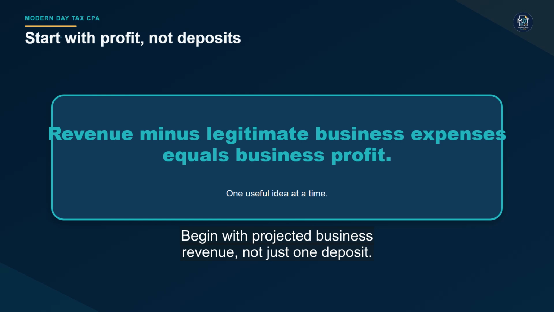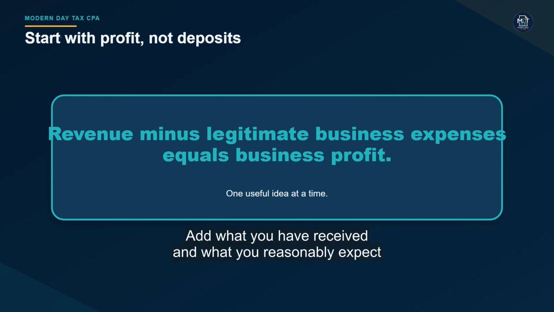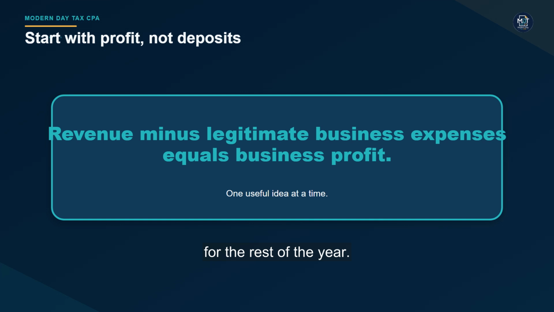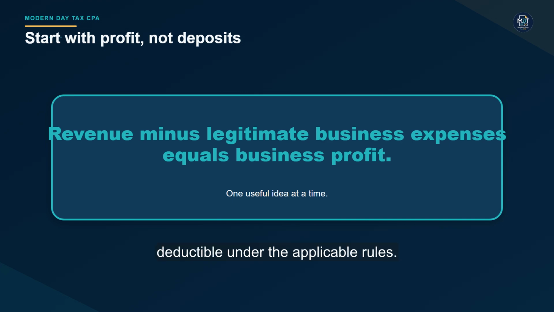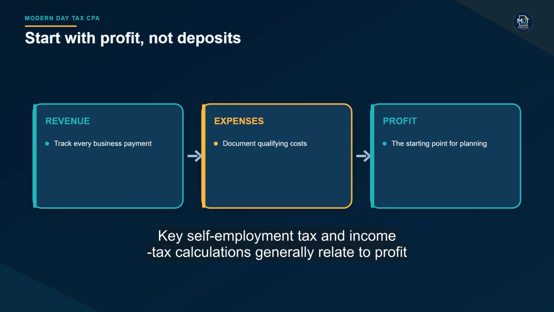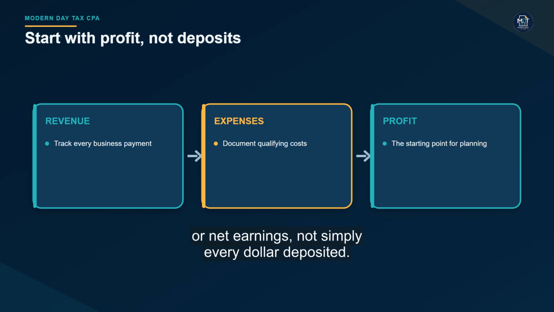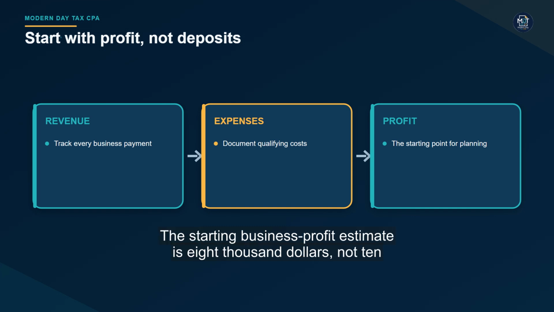We begin with projected business revenue, not just one deposit. Add what you have received and what you reasonably expect for the rest of the year. Then subtract legitimate business expenses that are expected to be deductible under the applicable rules. The result is projected business profit. Key self-employment tax and income tax calculations generally relate to profit or net earnings, not simply every dollar deposited. Suppose a side hustle receives $10,000 and has $2,000 of legitimate business expenses. The starting business profit estimate is $8,000, not $10,000.